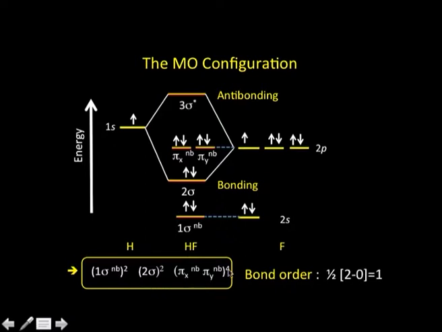But what is important is that from this kind of distribution of electrons, we can work out the bond order. Bond order is half of the number of bonding electrons minus the number of anti-bonding electrons. There are only 2 bonding electrons, in the 2 sigma orbital, and no anti-bonding electrons. So, it will be 2 minus 0, divided by 2, which gives 1. That is, HF is a singly bonded molecule. That is what we get from our molecular orbital treatment as well.